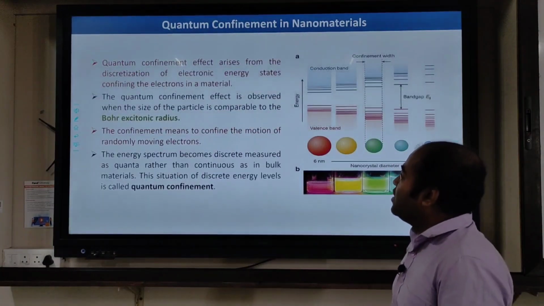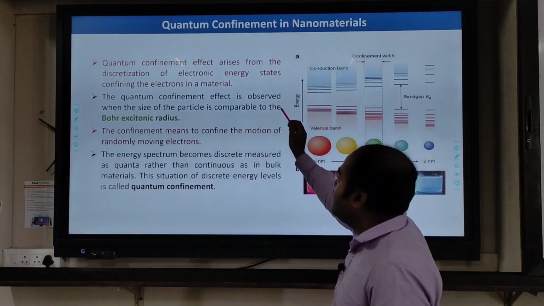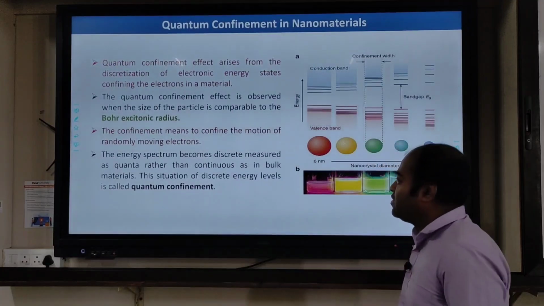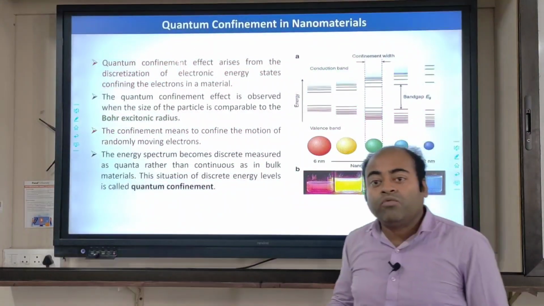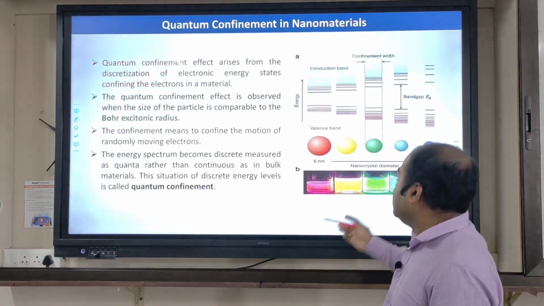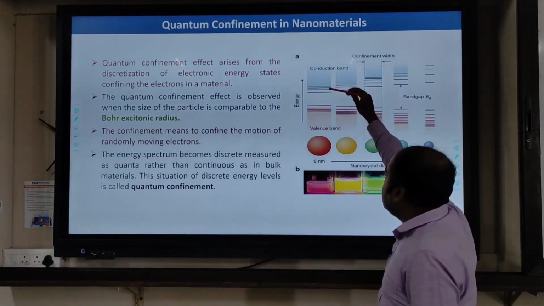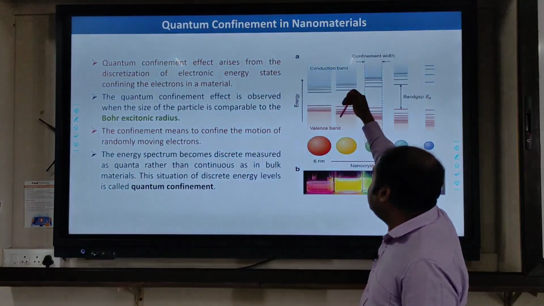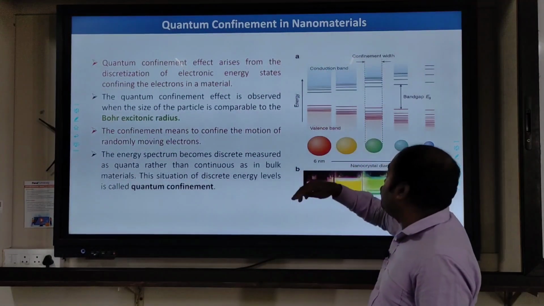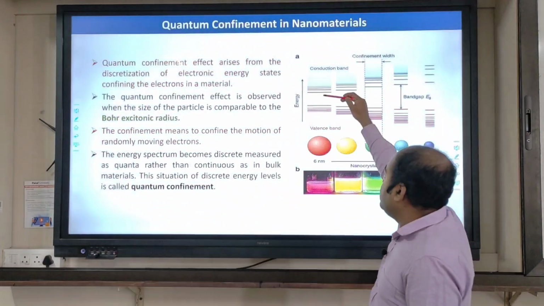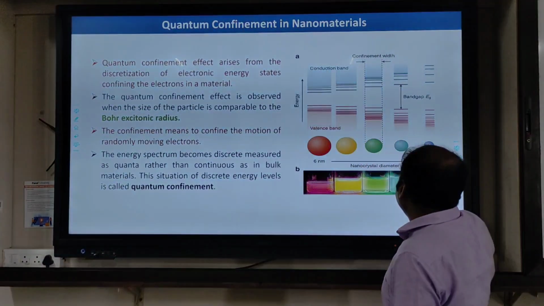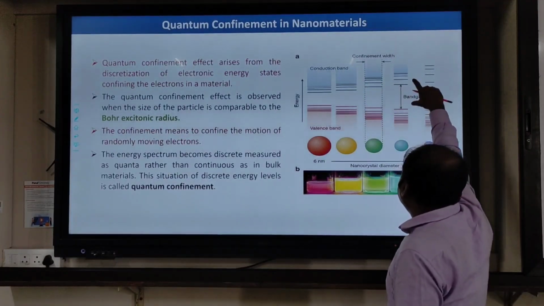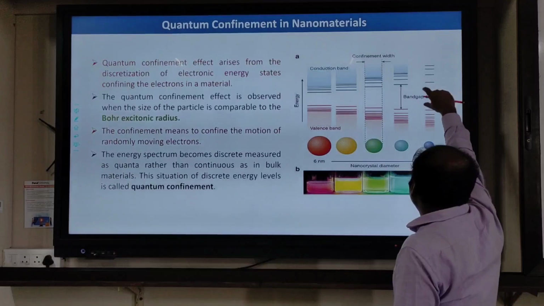Now quantum confinement. As I discussed, in quantum confinement the size of the particle is comparable to the Bohr exciton radius. Now what is the result? What can we observe due to this effect? Now we can see here, as we discussed, that in the quantum confinement effect the band structure is reduced to discrete energy levels, and as the size of the particle reduces, the discretization is more and more, and the result is the increment in the band gap.